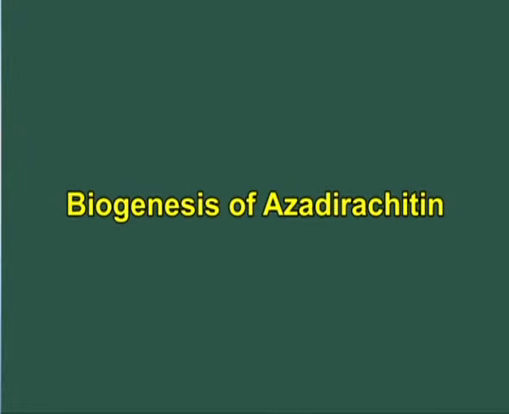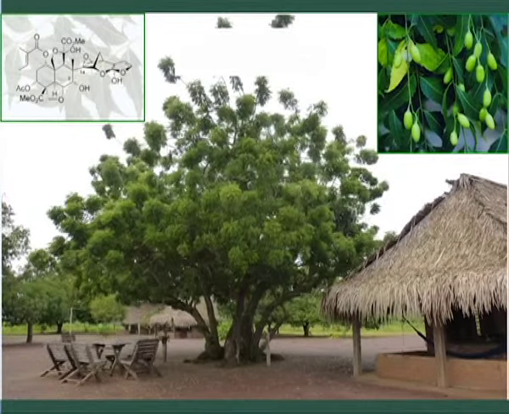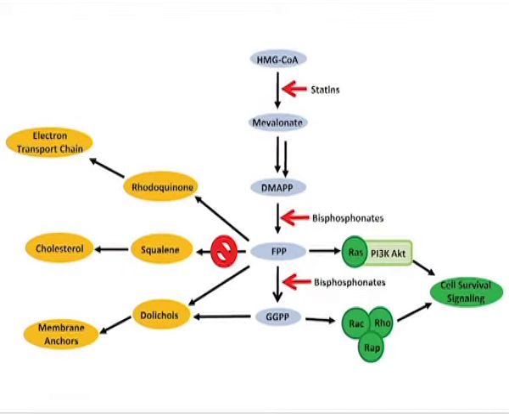Now, we will study the biogenesis of azadirachtin. It is believed that the steroid tirucallol is the precursor to the neem triterpenoid secondary metabolite, that is azadirachtin. Tirucallol is formed from 2 units of farnesyl diphosphate to form a C30 triterpene, but then loses 3 methyl groups to become a C27 steroid molecule.